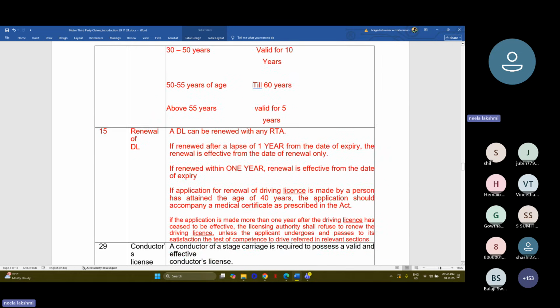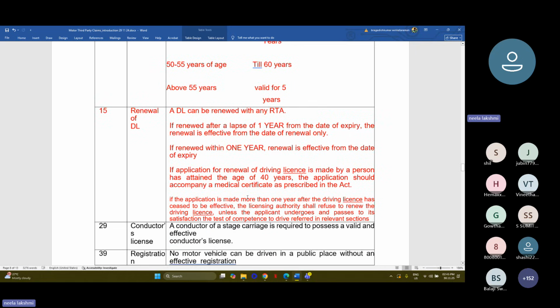Section 15. This is also another important section where an amendment happened. As we already saw, if the driving license is renewed after a lapse of 1 year from the date of expiry, the renewal is effective from the date of renewal only. If renewed within 1 year, the renewal is effective from the date of expiry. Previously the grace period was 1 month; now it is extended up to 1 year. That is the difference. You can easily remember it.